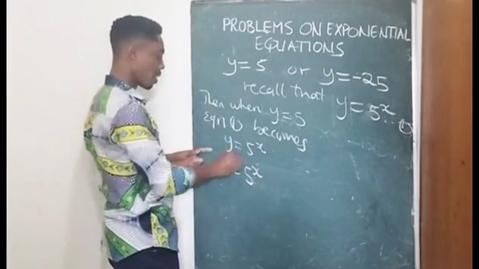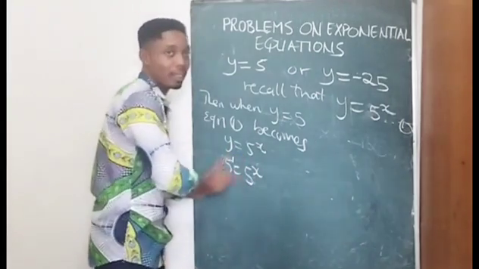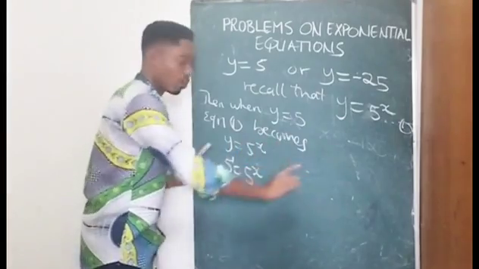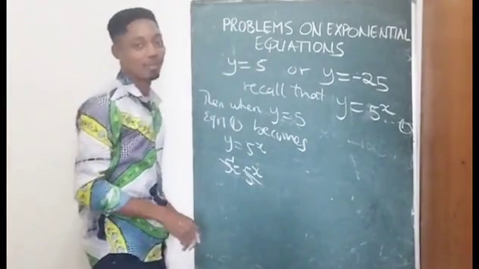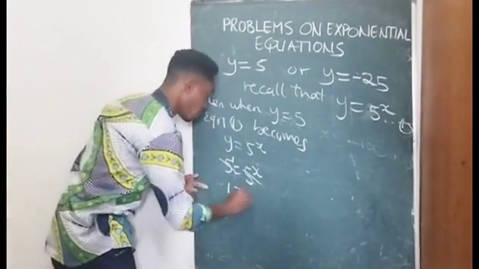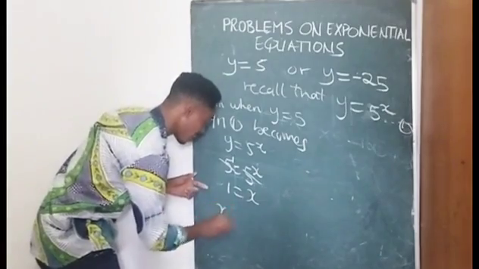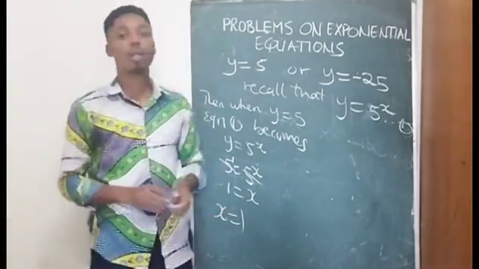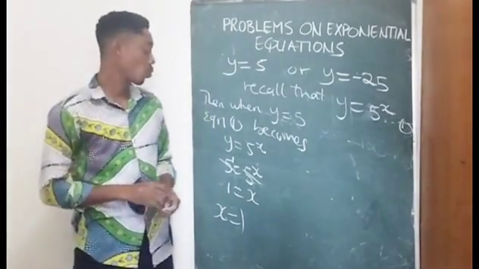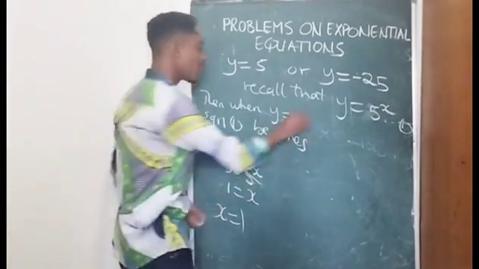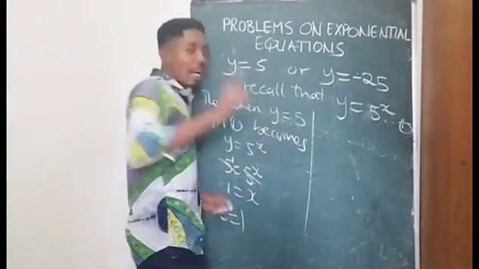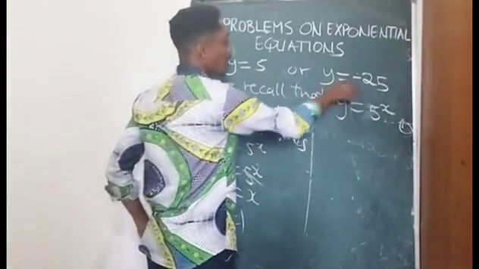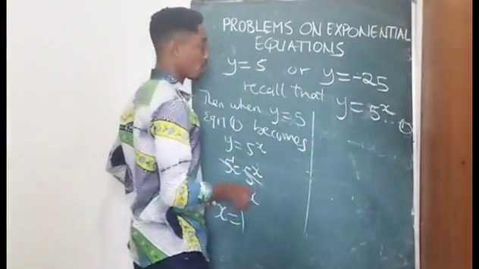This 5 is the same as 5 raised to power 1. The base is the same on the two sides of the equation, so the bases cancel. The powers drop down from the indices, and 1 equals x. And of course, you can see that x equals 1. Now, this is when y equals 5. Another possible value of y is minus 25.